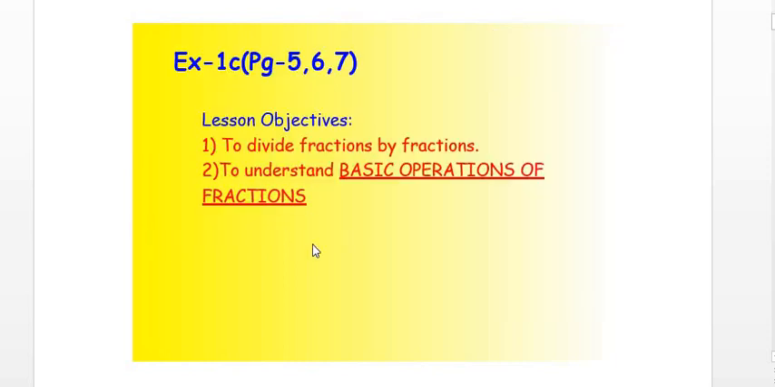In my last video, I explained how to multiply fractions. So in this video, I'm going to explain how to divide fractions by fractions, and the second main objective for us is to understand the basic operations of fractions. I will make two videos for this exercise, part 1 and part 2. In part 1, I will explain only how to divide fractions by fractions.